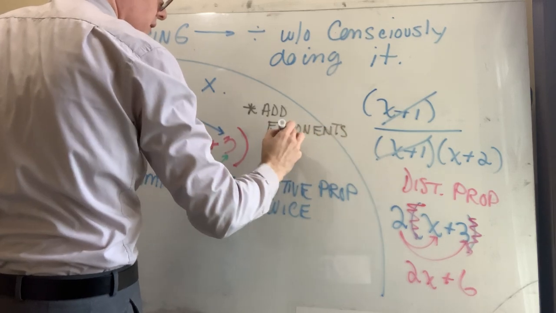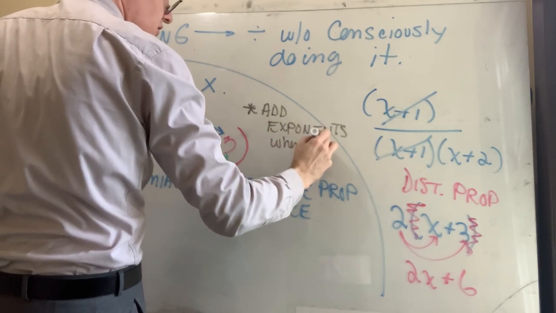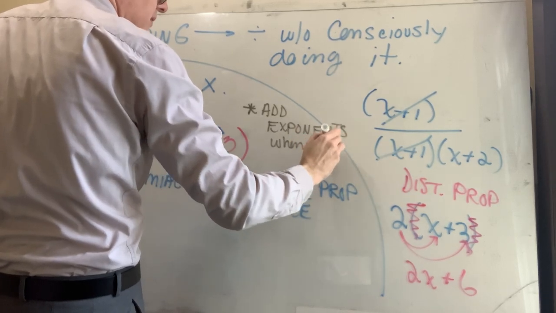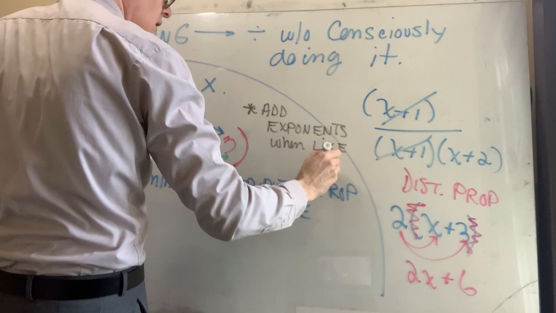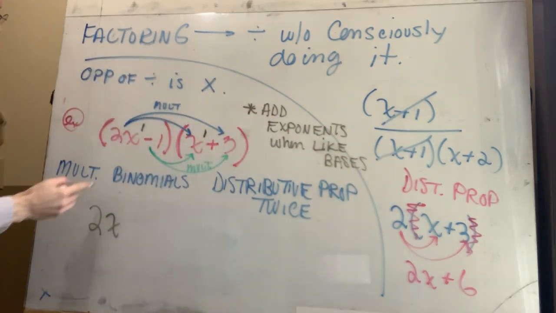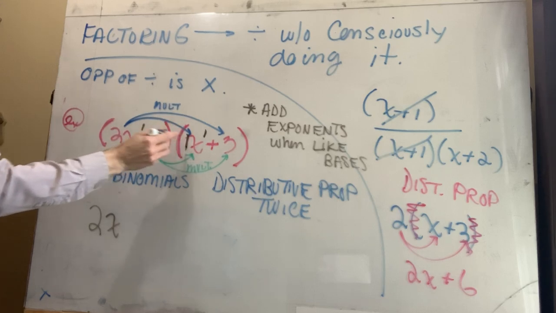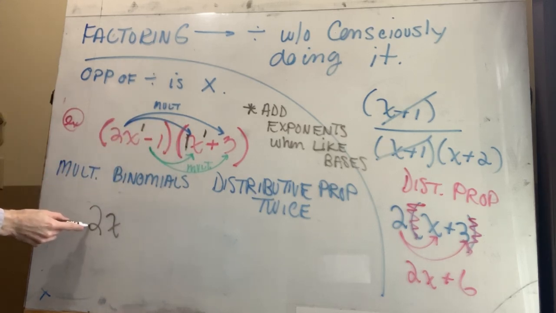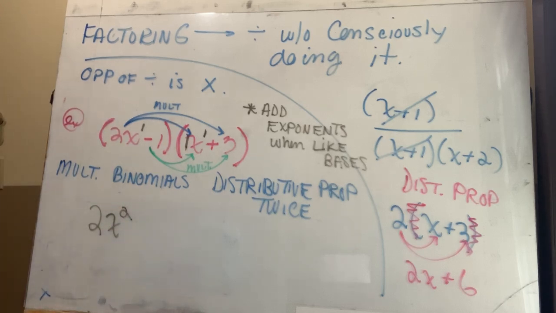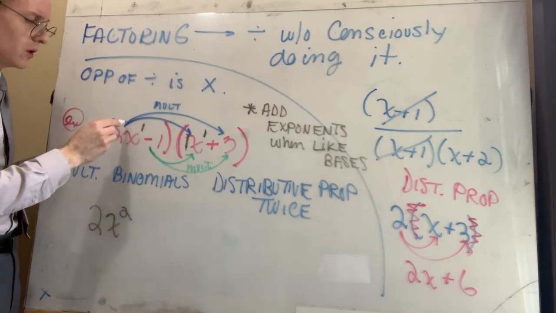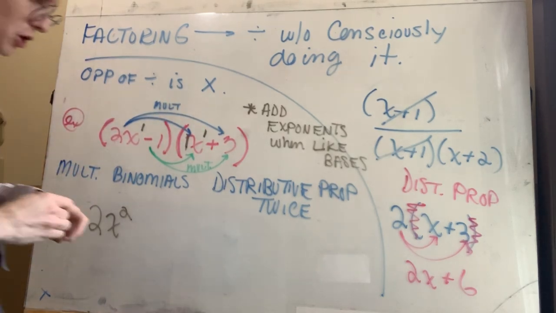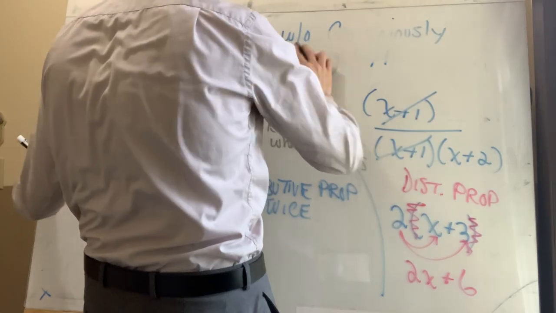When you multiply bases, that is, they should be like bases, that's known as the product rule of exponents. 2 times 1, that's the coefficient times the coefficient, and x times x would be x squared, okay? If you now apply this to the 3, right? The coefficient times the coefficient. Perhaps I will write that just for reference.